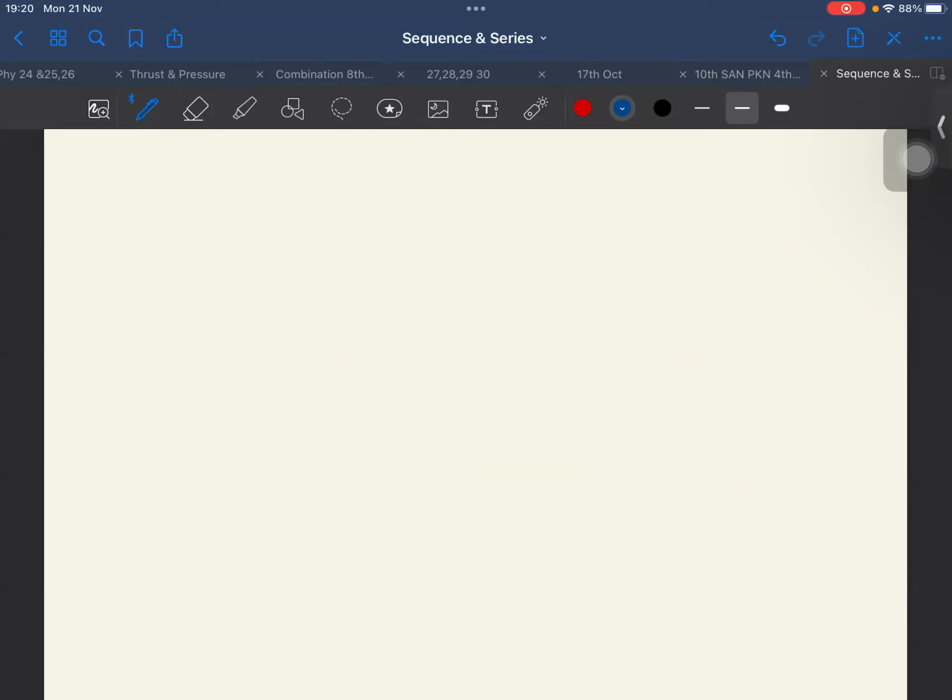Solve question number 8. Find the sum of n terms of geometric progression: root 7, root 21, 3 root 7. Find the sum of n terms of GP. Find Sn. Divya, how do you find Sn? The formula, do you remember?